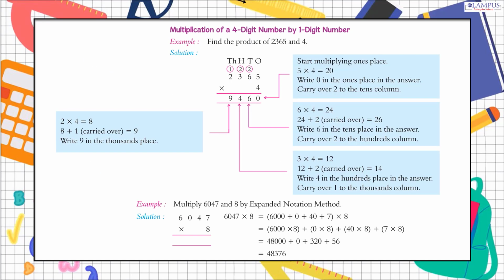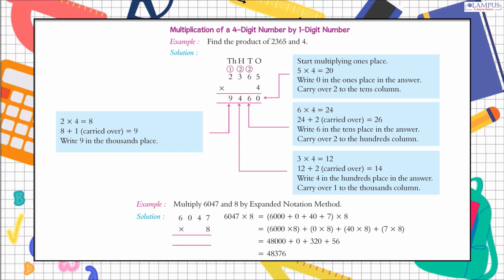Multiplication of a 4-digit number by 1-digit number. Example. Find the product of 2,365 and 4. Solution. Start multiplying ones place. 5 times 4 equals 20. Write 0 in the ones place in the answer. Carry over 2 to the tens column. 6 times 4 equals 24. 24 plus 2, carried over, equals 26. Write 6 in the tens place in the answer. Carry over 2 to the hundreds column.